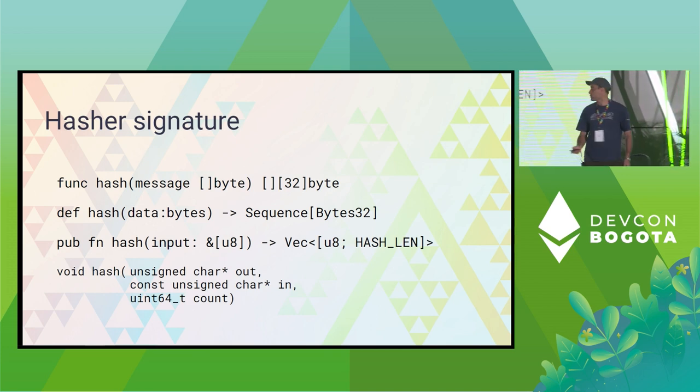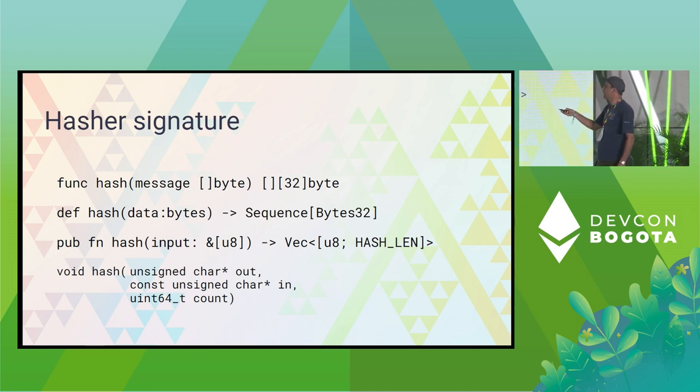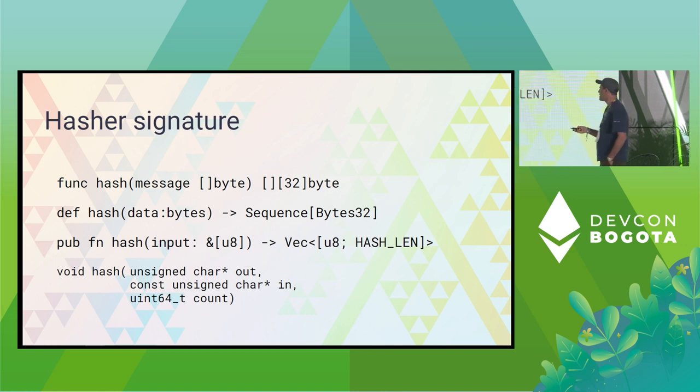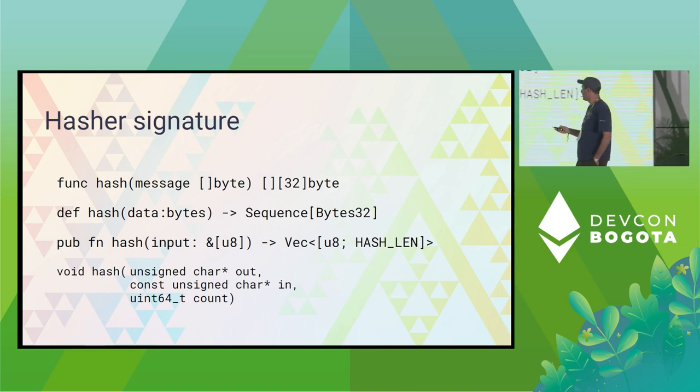The hasher signature has this form. In Go, it takes an arbitrary byte slice, which is the layer that you want to hash, and it gives you back a slice of hashes of 32 bytes. So it hashes all of them at the same time. I think I might have gotten this correct in Rust after several iterations. This would be in Python.